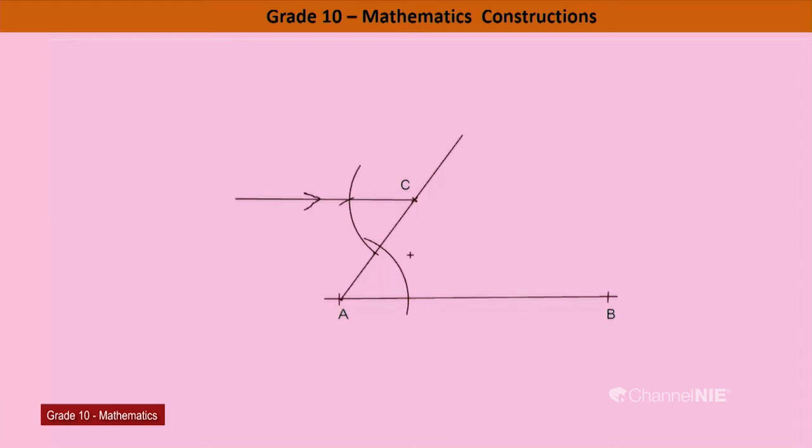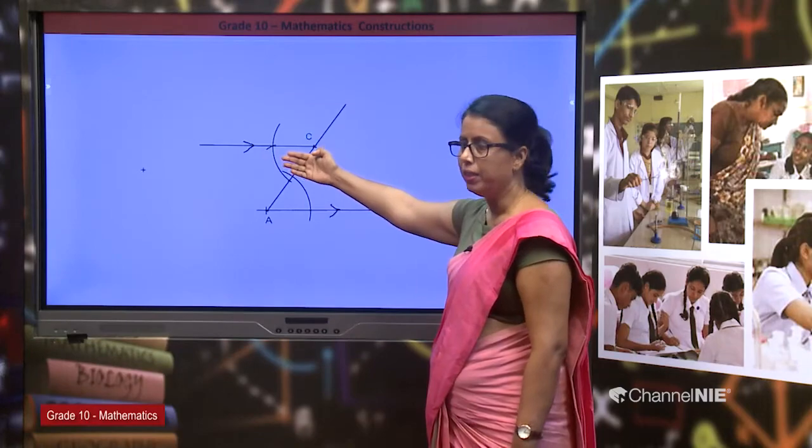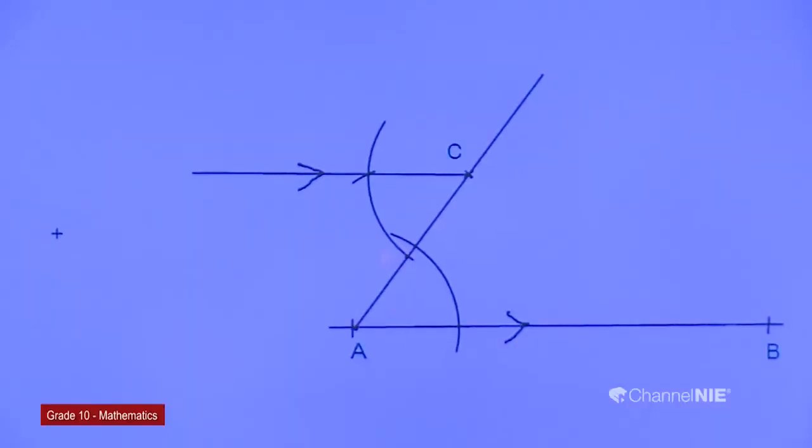Look at these children, these two lines are parallel. So, how to represent that two lines are parallel? You can show two arrow symbols. See, this angle is equal to this angle because we copied the same angle over there. They are alternate angles. So, alternate angles are equal, that means these two lines are parallel.